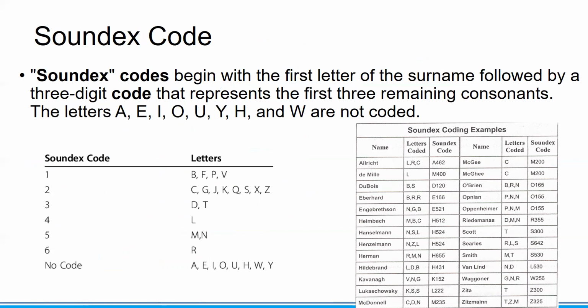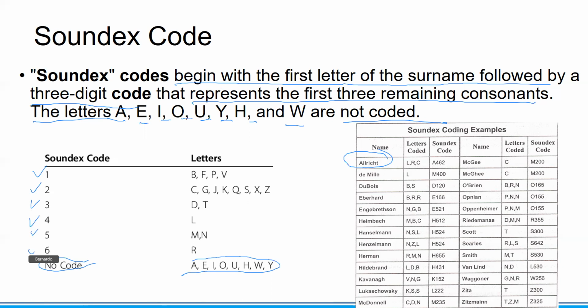With the Soundex code, the meaning is that we make a code that begins with the first letter of the surname followed by a 3-digit code, representing the first 3 remaining consonants. Let's say I don't have any good example, but you can see here, outreach. If I want to make it a Soundex code, then I need to check what the letters are coded as. Note that the letters A, E, I, O, U, Y, H, and W are not coded. So there is no code for these letters. But the other letters we can code into 1, 2, 3, 4, 5, and 6. You can see the letters here.